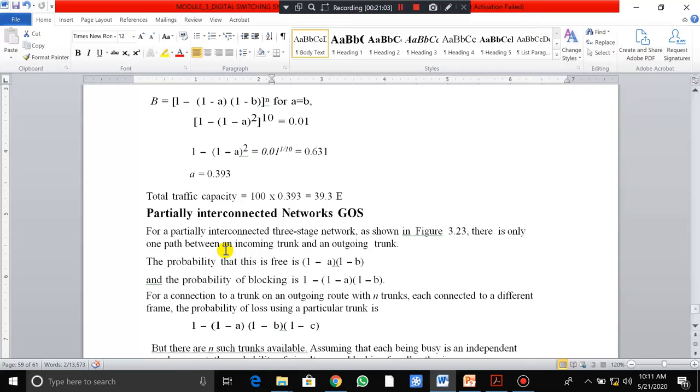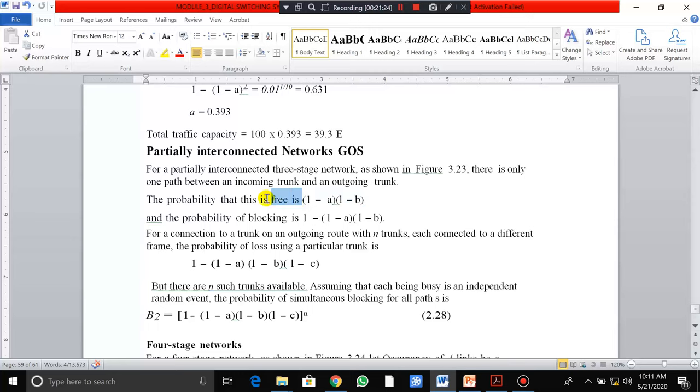So here, in the interconnection of the two-stage network which we have shown in the diagram below, there is only one path between the incoming trunk and the outgoing trunk. The probability that it is free is given by (1 minus A) into (1 minus B). And the probability of blocking, you remember this: when it is free, it is (1 minus A) into (1 minus B); anywhere you see blocking in grade of service, it is 1 minus of (1 minus A) into (1 minus B).